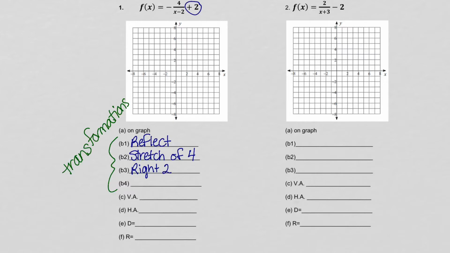And then it has a plus 2 on the end, which moves it up and down. And it's positive, so I'm going to go up, because that's where y goes positive. So I'm going to go up 2.